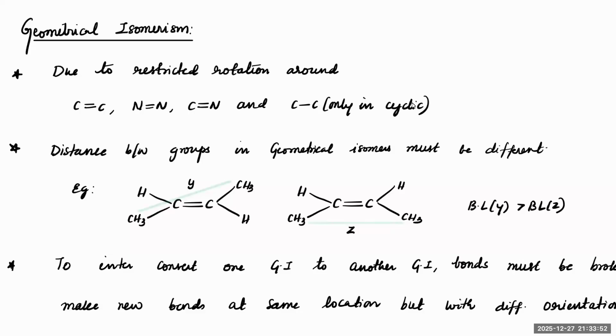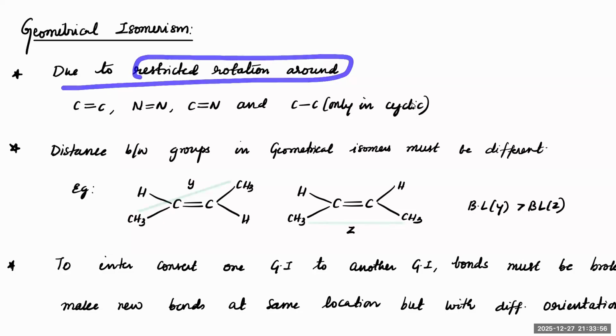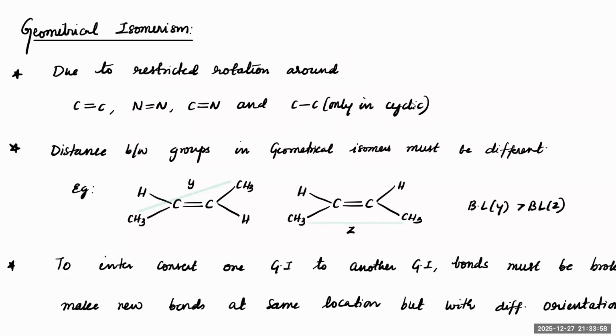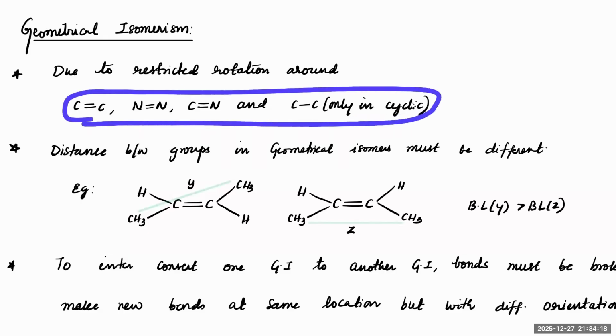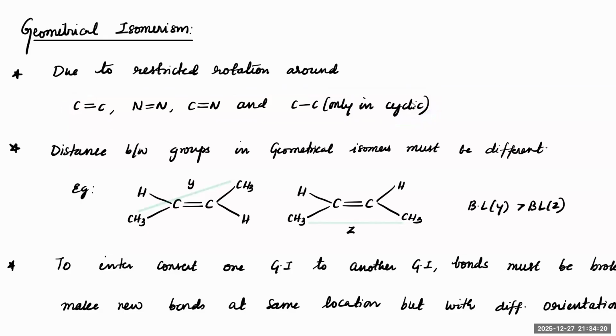For geometrical isomerism to occur, we must have something called a restricted rotation system, which means you should not be able to rotate the bonds easily between two reference atoms. For example, if there is a C double bond C, N double bond N, C double bond N, and C single bond C in a cyclic structure, all of these are restricted bonds. You cannot rotate them freely.